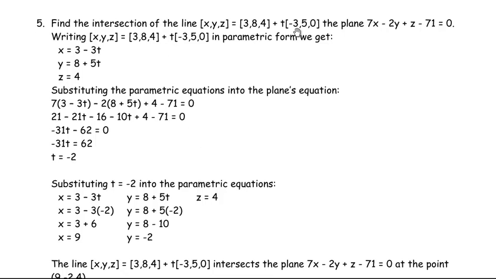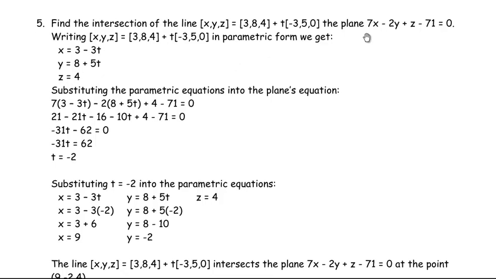Question number 5. Find the intersection of this line and this plane. If the line isn't given in parametric form, what I'm going to do here is write it in parametric form, and then we substitute those parametric equations into the plane. So x would equal 3 minus 3t, y would equal 8 plus 5t, and z would equal 4. It's just 4 because there's a 0 here. You could say 4 plus 0t, but you don't really need to write a 0t.